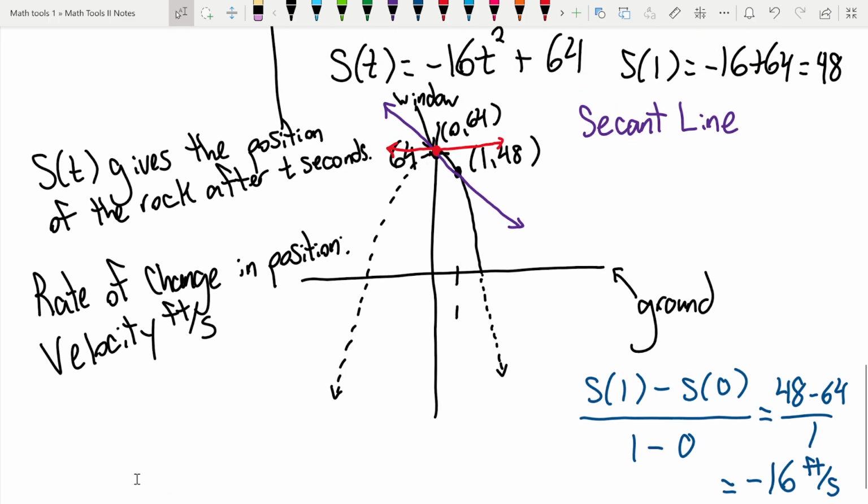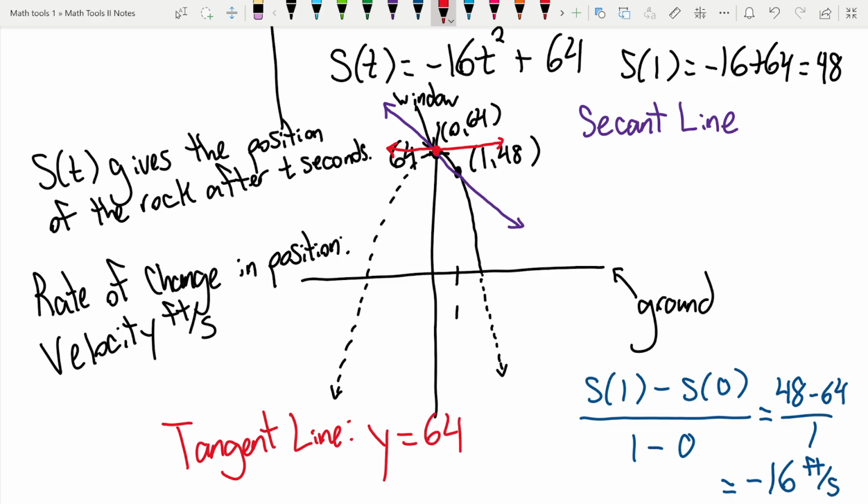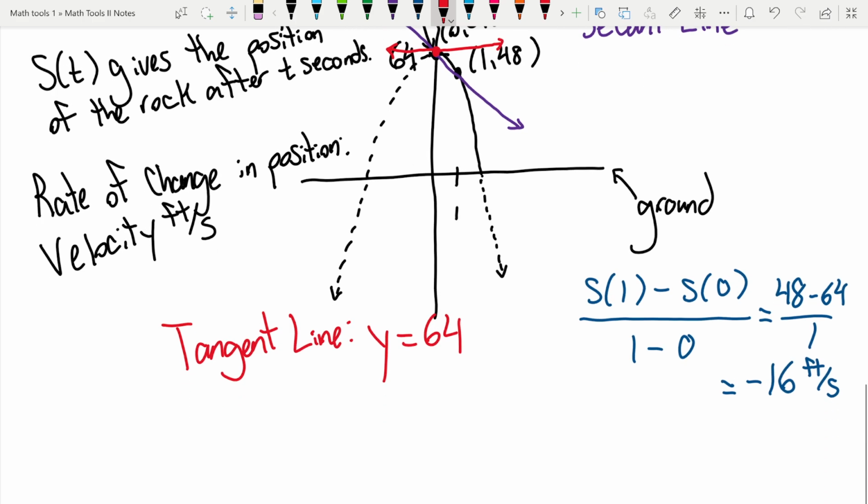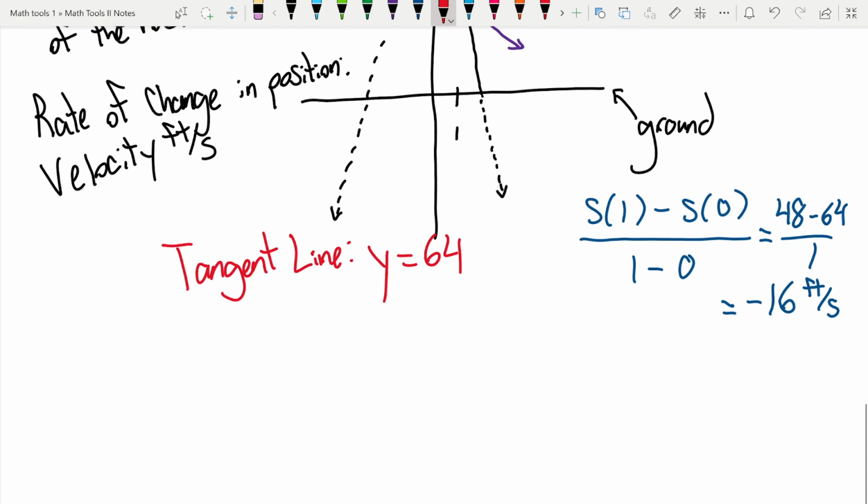The tangent line, because it's perfectly flat right there, the tangent line is the line y equals 64. And you can test it. These functions will intersect at this point and only at this point. How do you find the intersection between 2 points? Well, or 2 functions, I should say. You can just set them equal to each other and solve. Where does this function, 64, equal the other function, negative 16t squared plus 64?